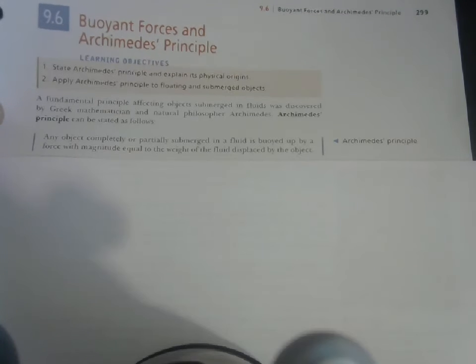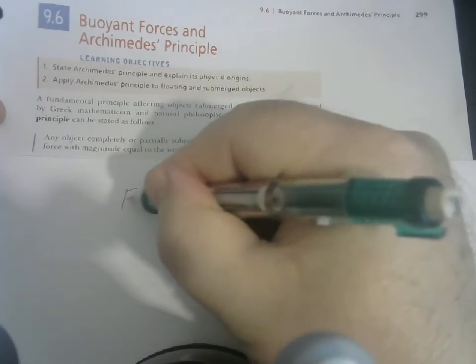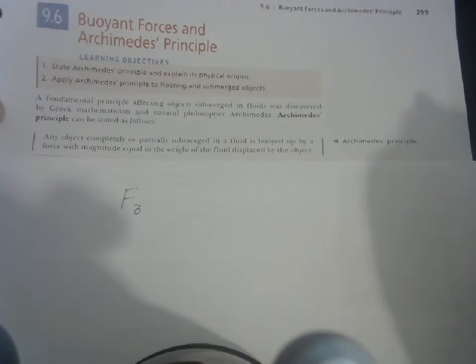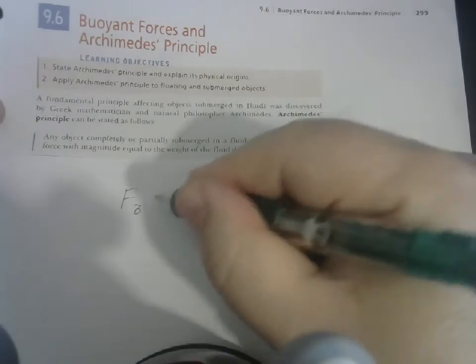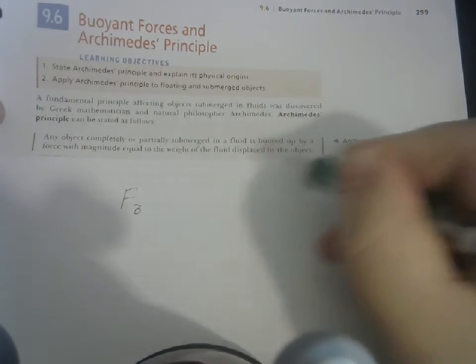Section 9.6, Buoyant Forces and Archimedes' Principle. Our objectives are to state Archimedes' Principle, which is right here, explain its physical origins, and apply Archimedes' Principle to floating and submerged objects. Archimedes' Principle in words: an object completely or partially submerged in a fluid is buoyed up by a force, a buoyant force, with magnitude equal to the weight of the fluid displaced by the object.